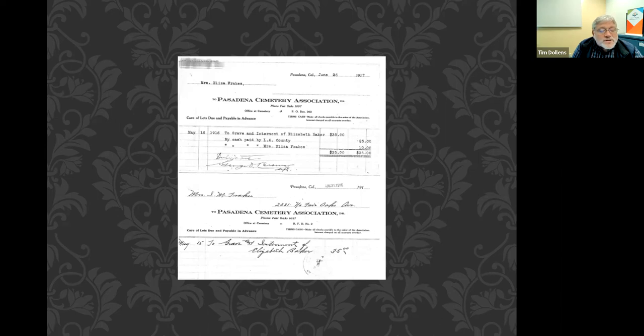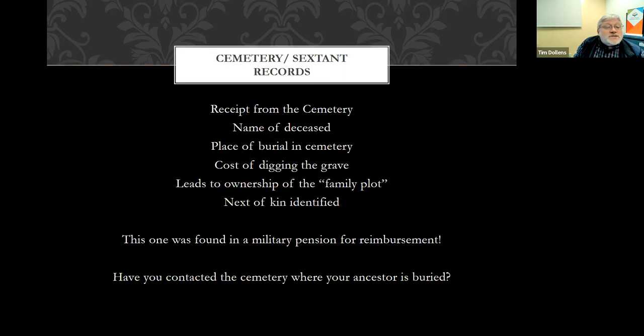Once you find out on the death certificate what cemetery they're buried in, see if there is a cemetery association or see if there is a sexton that has the records of the cemetery. So those are the kinds of records you might get from sexton records. And again, you can always think about where your person's buried. I only showed one example because if I showed several, it would take lots of time to go through them.